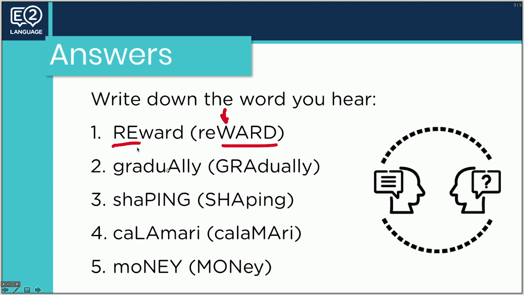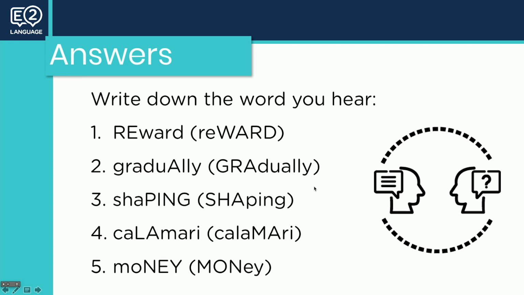This gets stressed. And instead of gradually, that's wrong. It's gradually, gradually. This gets emphasized here. Instead of shaping, that sounds weird. I say shaping, shaping, shaping. This gets less emphasis here. And calamari, what? You're going to order a calamari salad at the restaurant? No, you're going to order a calamari salad. And of course, money, money. Emphasis on that first syllable there.